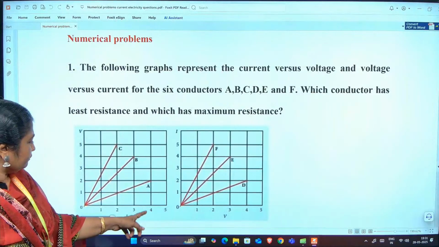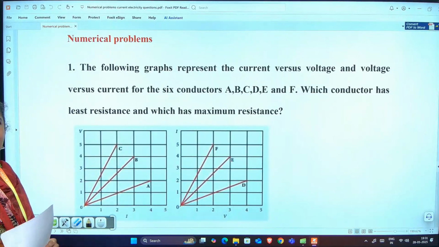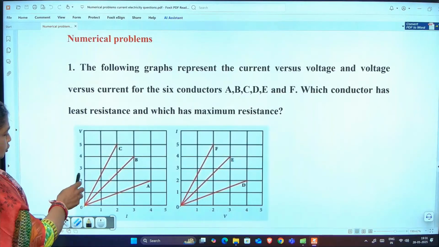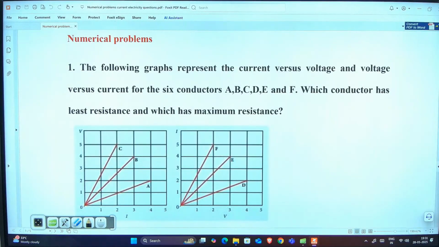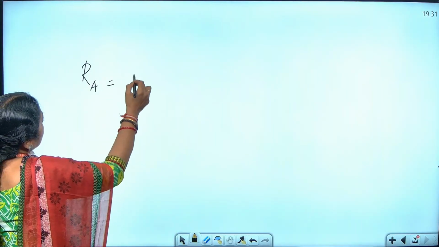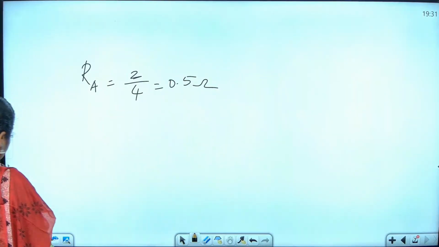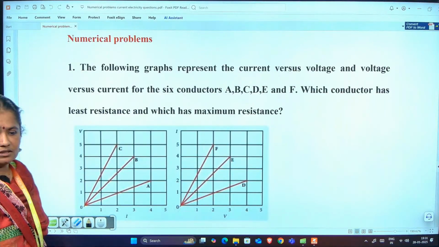So calculate for A. What is the resistance of A? 2 by 4. So resistance of A is equal to 2 by 4, which is 0.5 ohms. Similarly, find for the others also.